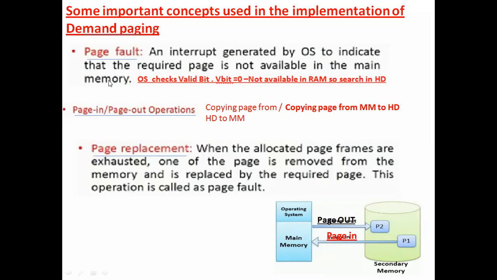To detect this page fault, the OS will first check the valid bit. If the valid bit is 1, no problem, the particular page is present in the main memory and the CPU can access it and execute. If the valid bit is equal to 0, that indicates the required page is not present in the main memory, and the OS will generate an interrupt to indicate a page fault.